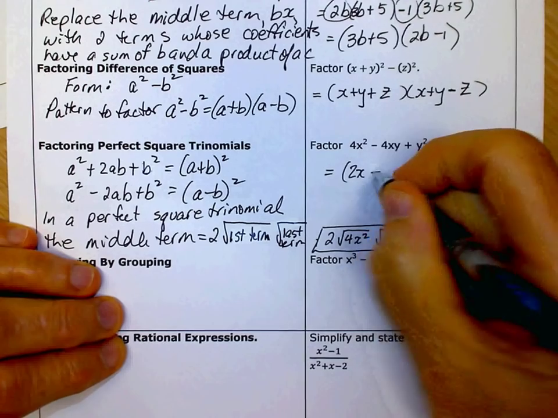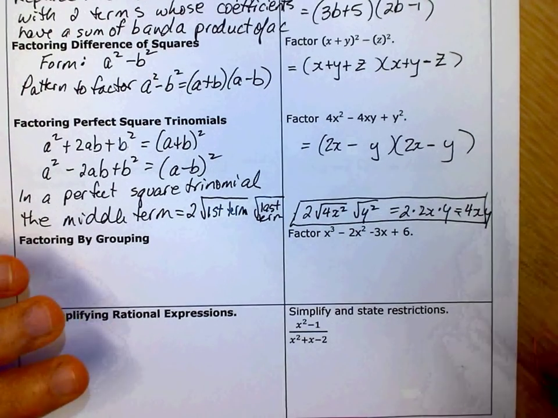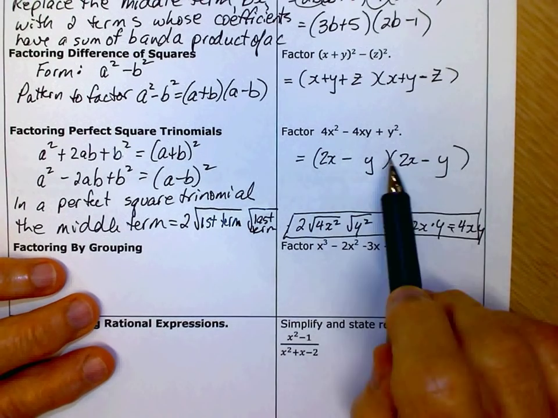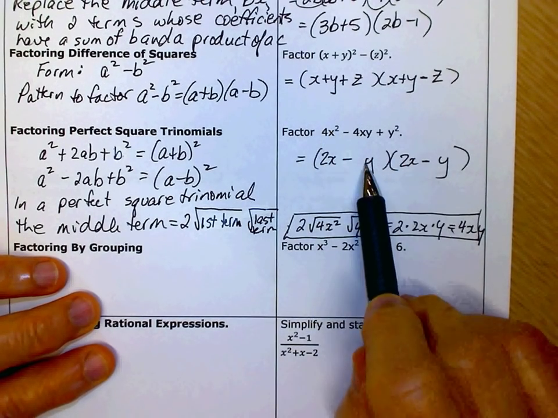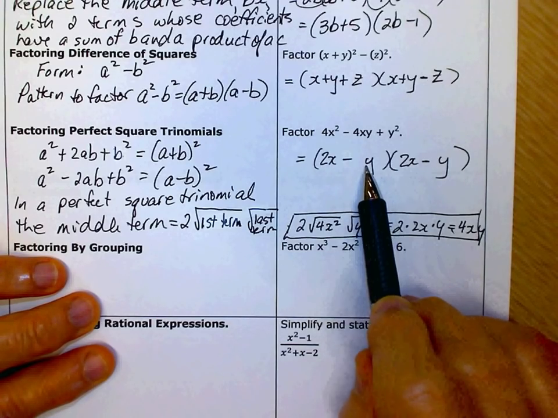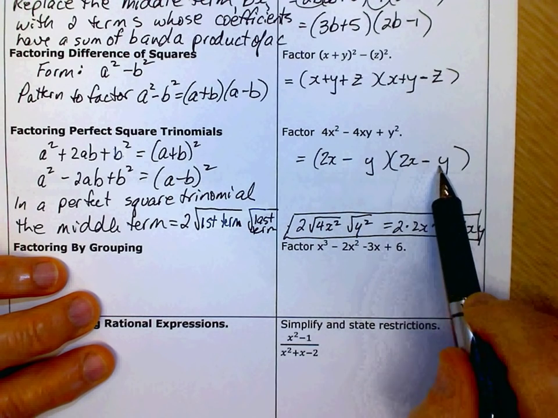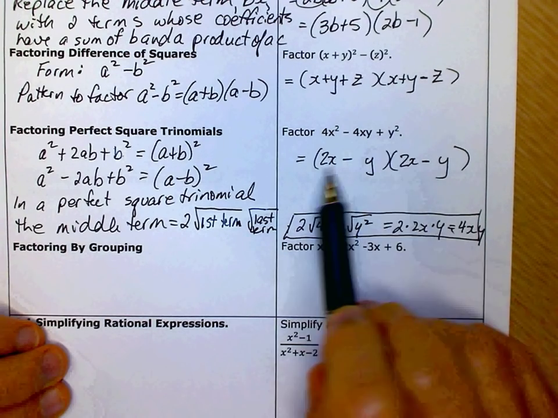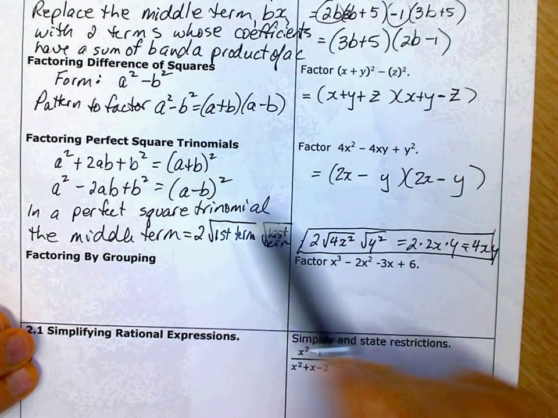Okay, let's FOIL it just to check. 2x times 2x is 4x squared, minus 2xy minus 2xy equals negative 4xy, and negative times negative is positive, so negative y times negative y is plus y squared. Good, easy. When you recognize the pattern, it's very easy to follow.